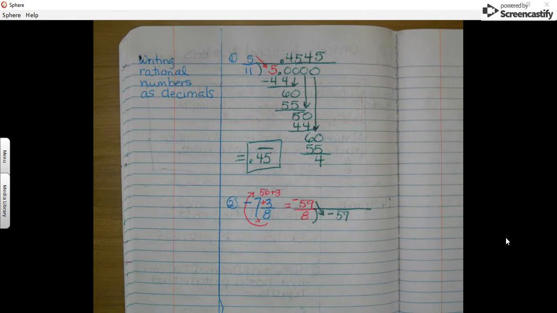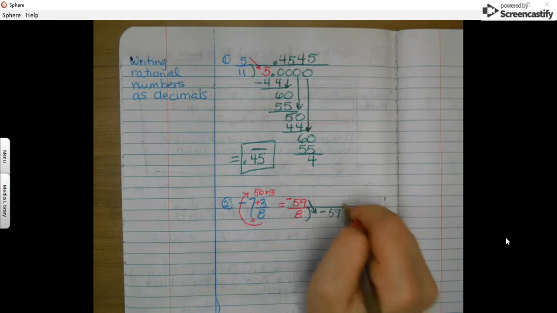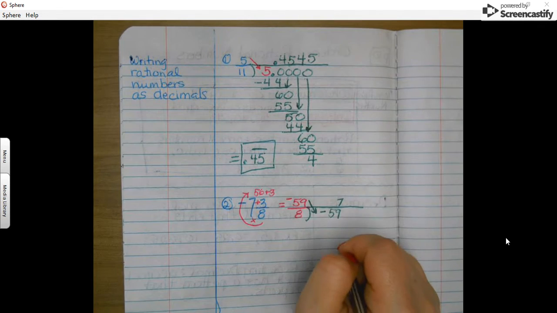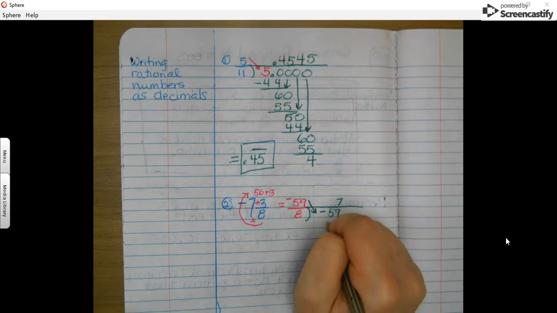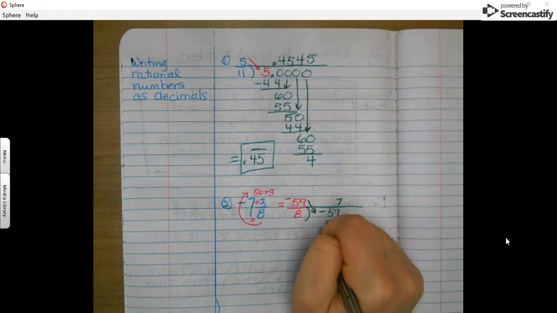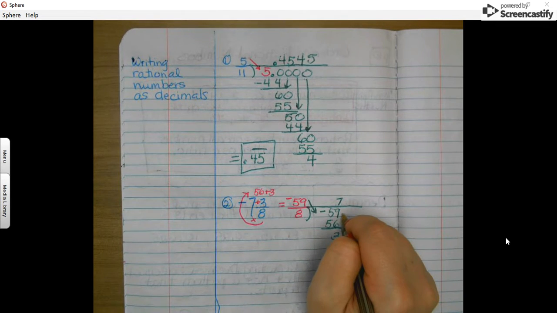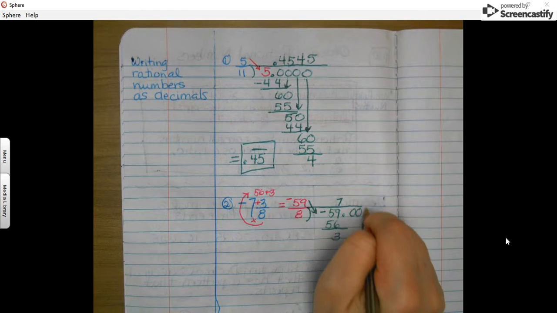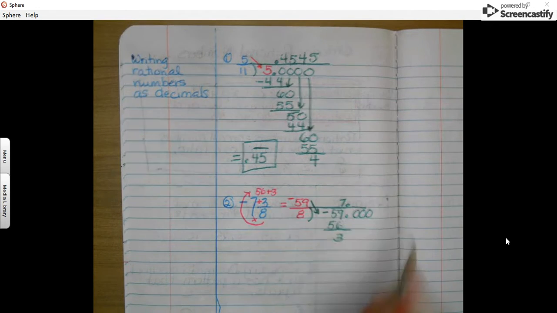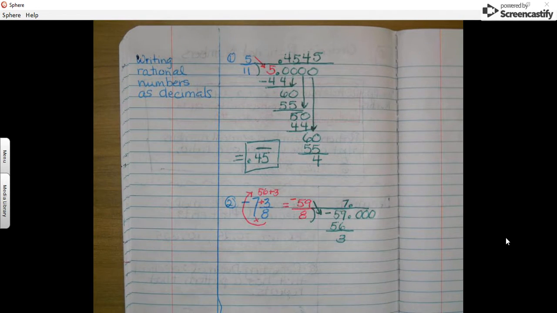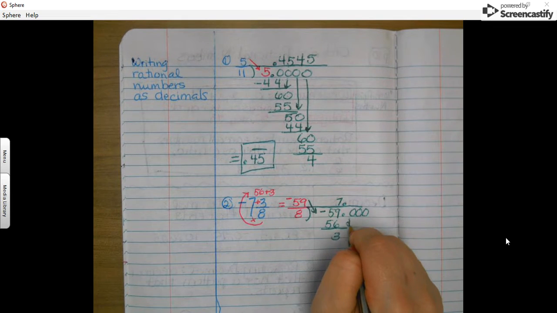So how many times can 8 go into 59? 7 times is right. And 7 times 8 is 56, which gives me 3 left over. So I'm going to put a decimal here and a couple of 0 placeholders in, carry my decimal up to the top. And now I'm going to carry a 0 down because 8 can't go into 3, but it can go into 30.